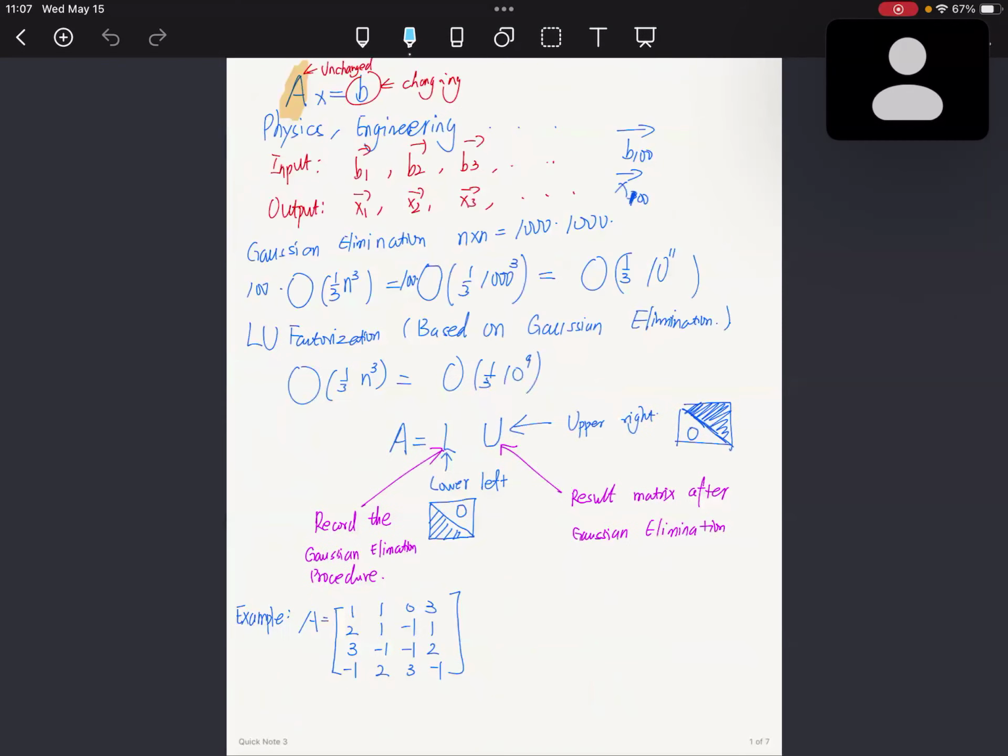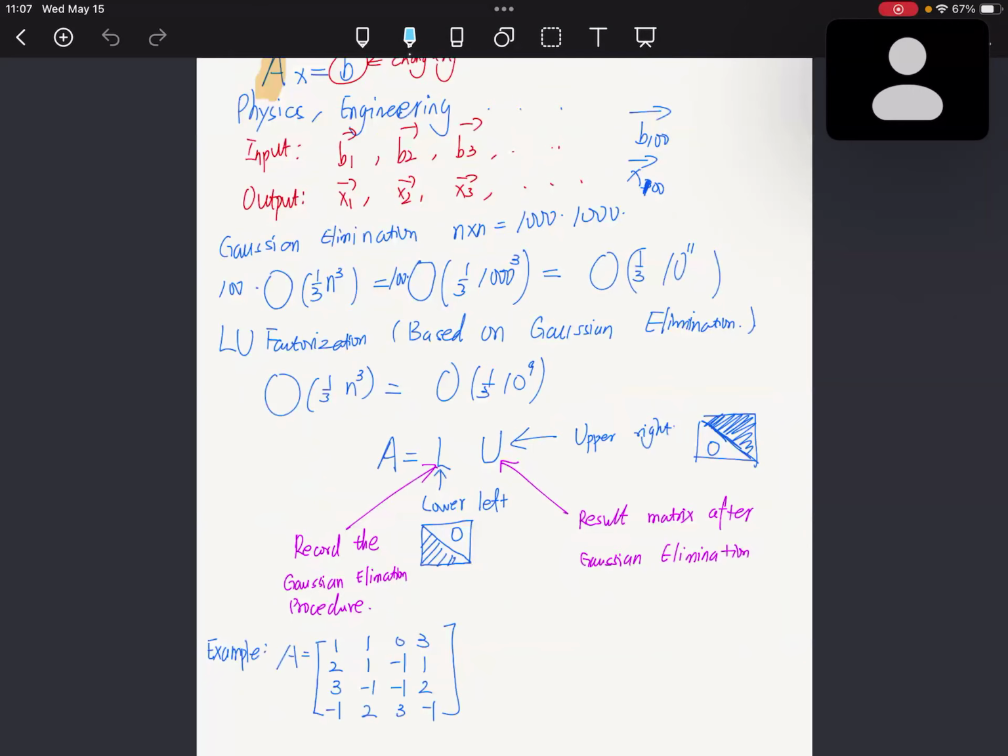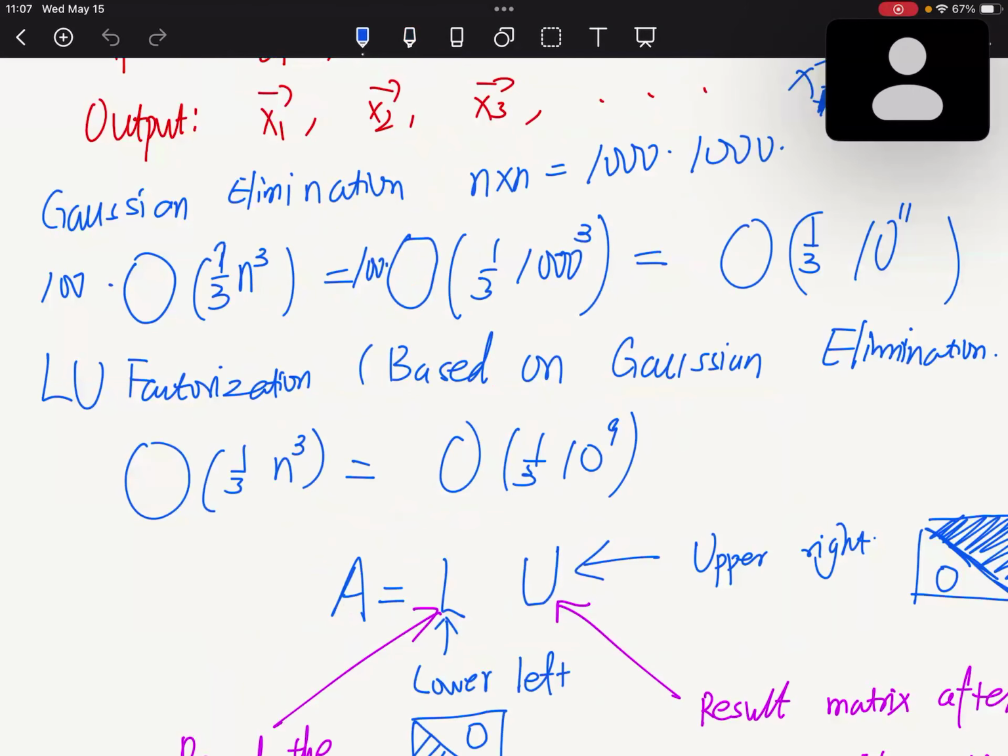So for the Gaussian elimination, I should write that this one is wrong. It's actually the big O. It should be 2/3 n cubic, and this one should be the big O 2/3 n cubic. If you go back and take a look at the lecture notes about the Gaussian elimination, it should be 2/3 n cubic, because if you have a very big number n cubic, then actually the 2/3 matters.